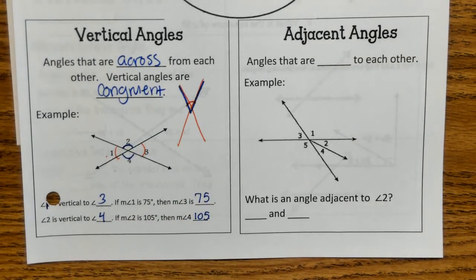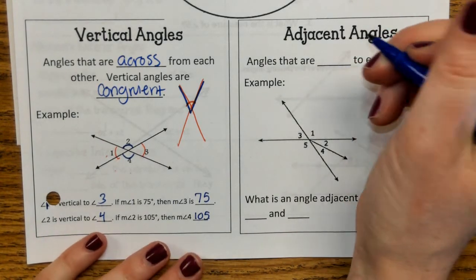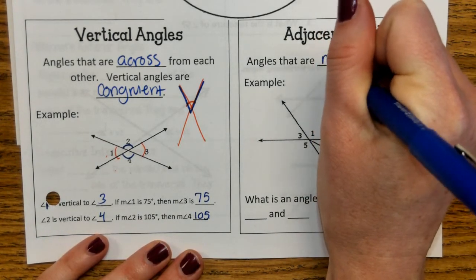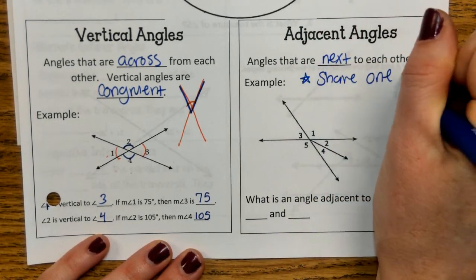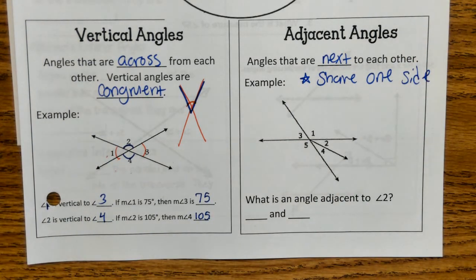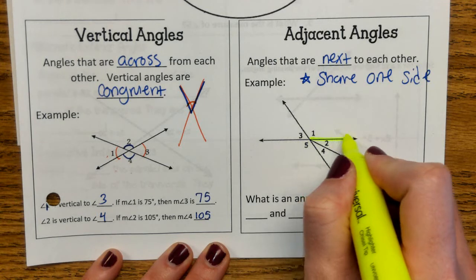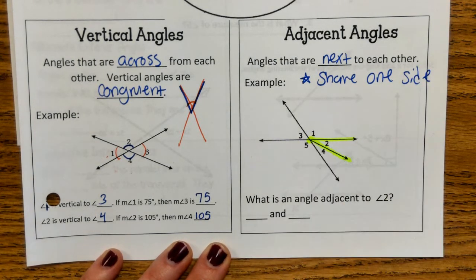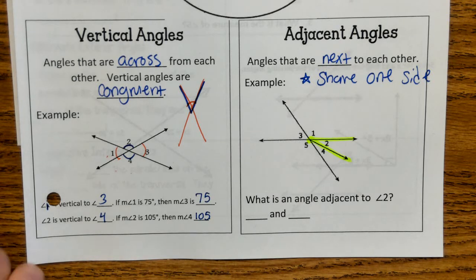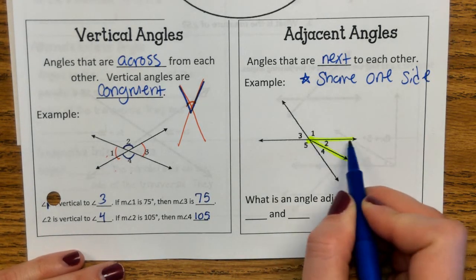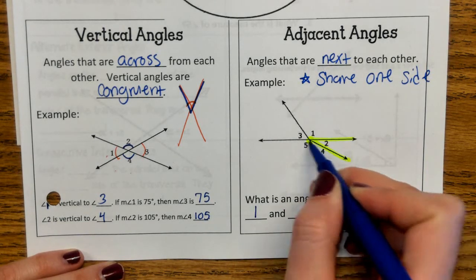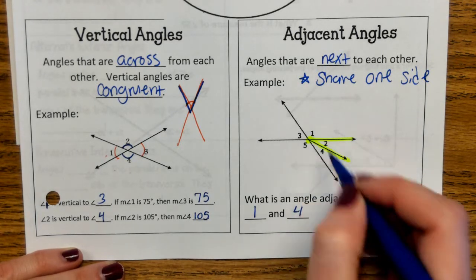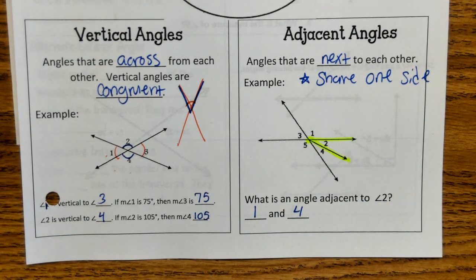This next block is adjacent angles. Adjacent angles are angles that are next to each other. They share one side. So if we look at angle 2 right here, it's made up of those two lines intersecting at that one point. What other angle shares this top yellow line? Angle 1. And what angle shares this bottom yellow line? 4. So 1 and 4 both touch one of the sides of 2. So they are adjacent, meaning they share a side.